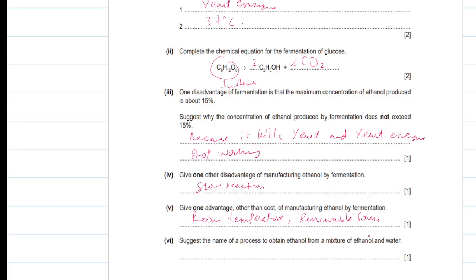Suggest the name of the process to obtain ethanol from a mixture of ethanol and water. Whenever there is a mixture of ethanol and water, if you want to obtain the ethanol from that mixture, that process is called fractional distillation. So that's all about this lecture, in which we have discussed the past paper questions. Thank you so much, students.